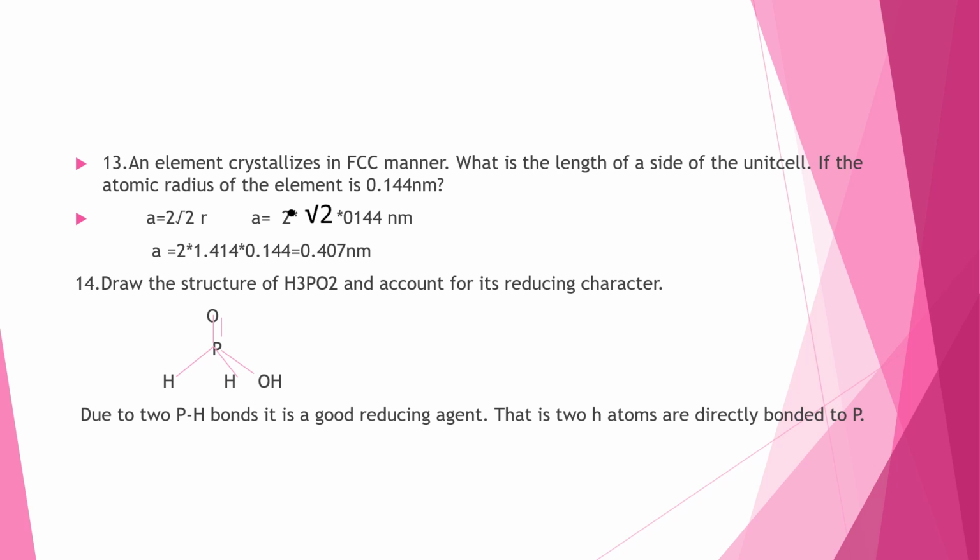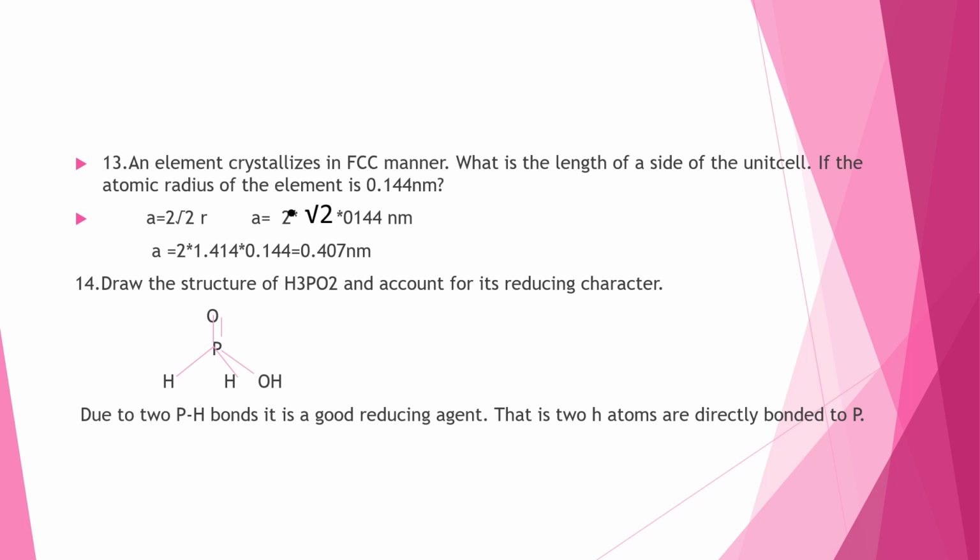An element crystallizes in FCC manner. What is the length of the side of the unit cell if its atomic radius is 0.144 nanometer? We know that for FCC, the relation between atomic radius and edge length is given as a equal to 2 root 2 R, that is 2 into root 2 into R. R is 0.144 nanometer. So the final answer will be 0.407 nanometer.